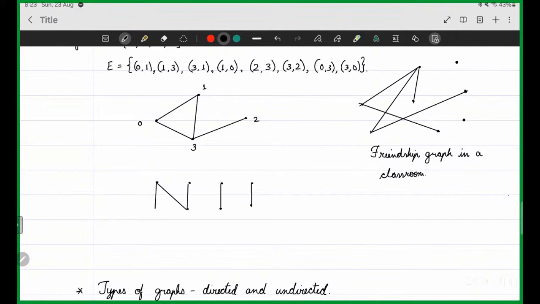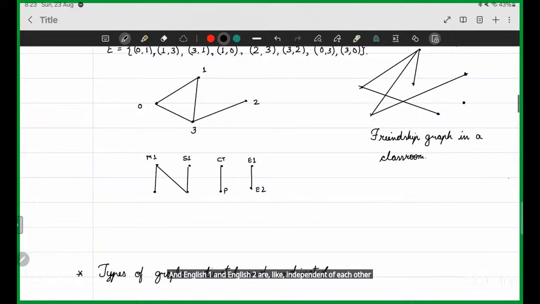So does Math 2 only require Math 1? Yes. But Stats 2 requires both Math 1 and Stats 1, right? Yes, sir. And English 1 and English 2 are independent of each other. And CT and Python are also like that, right?